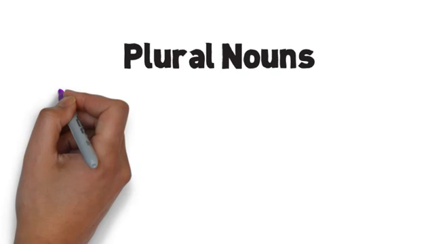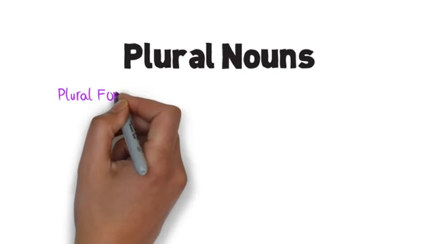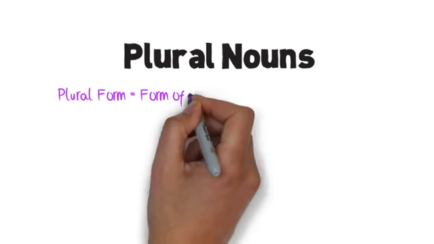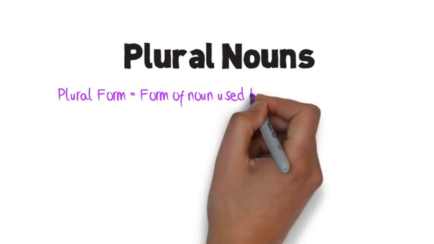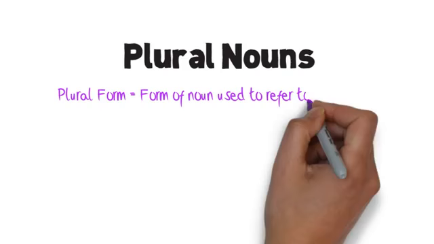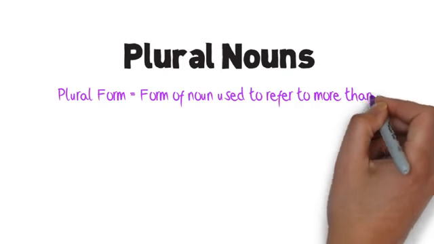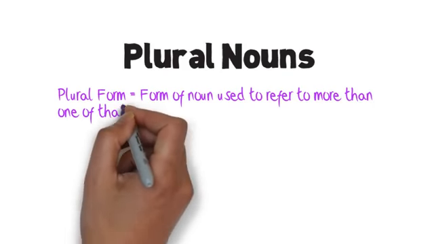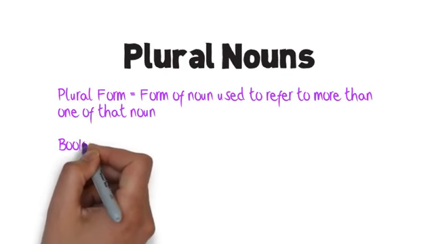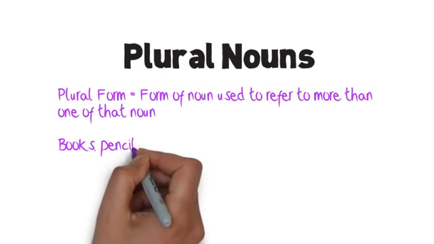Today's topic is the plural forms of nouns. In other words, what you do when there is more than one of something. In English, this is often quite simple. Add an S to the word and you're done. So book becomes books in the plural, pencil becomes pencils, the singular form eggplant becomes the plural form eggplants.